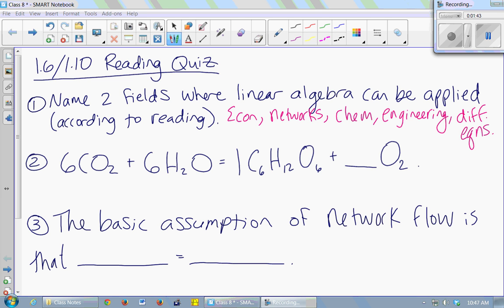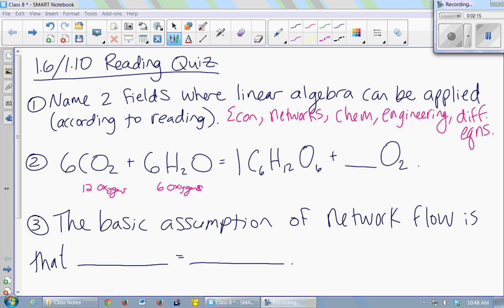So if you have 6 CO2s, there are 12 oxygens here, because there are 2 oxygens in every molecule, 6 molecules, 12 oxygens. And then I have 6 H2Os, which means I have 6 oxygens. There's 1 oxygen in each water molecule, and I have 6 water molecules. So on the left, I have a total of 18 oxygen atoms.